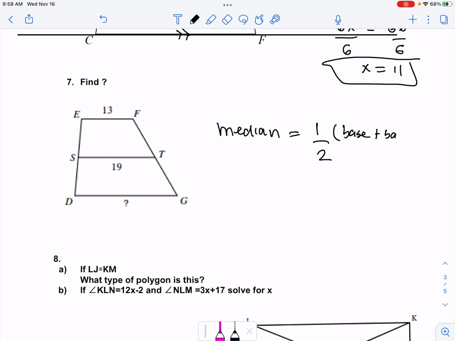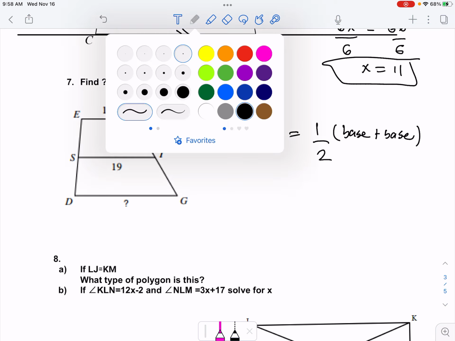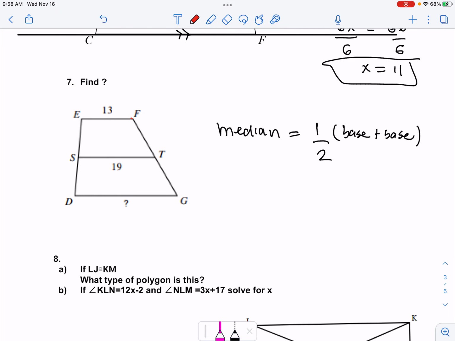Right, there's 2 bases. So, the bases of the trapezoid... This would be a base. And that would be a base. And this is the median. Okay? So, filling in that information, we know the median's 19. The 19 has to equal 1/2 of 13 plus the question mark, the other base.